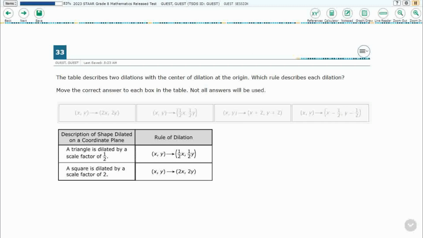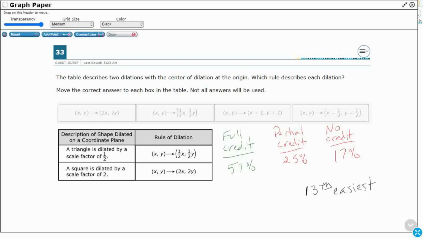Let's see how we did across the state of Texas. So this was the 13th easiest. As you can probably guess, most of our students got at least 1 point, right? So this is 2 points, 1 point for the partial credit, no points. But you put this together, we're looking over 80%. So it would have been nicer to get this a little bit higher. But really the idea here is to just focus in on this word scale factor, right? And realizing that factor leads to multiplication, right? And so dilation means we're multiplying it by either a whole number to make it grow or a decimal to make it shrink, which then just leaves us with these two options.